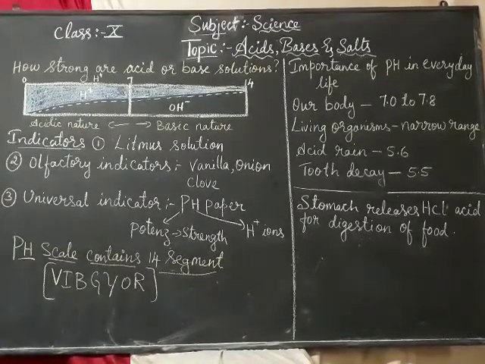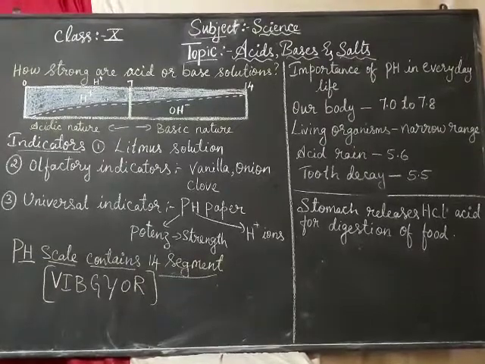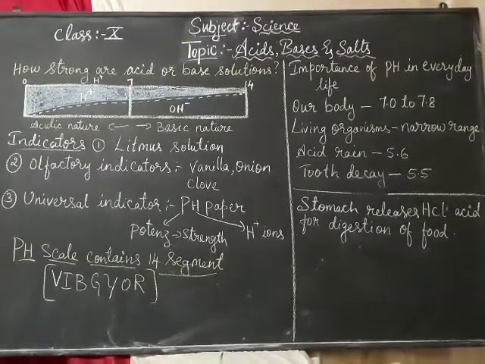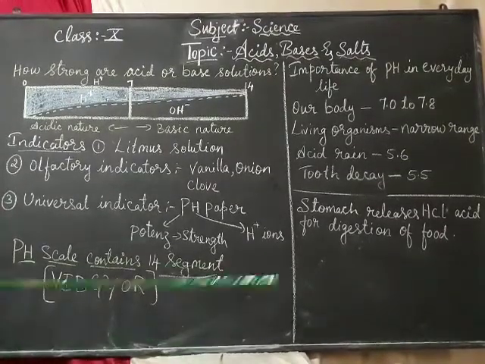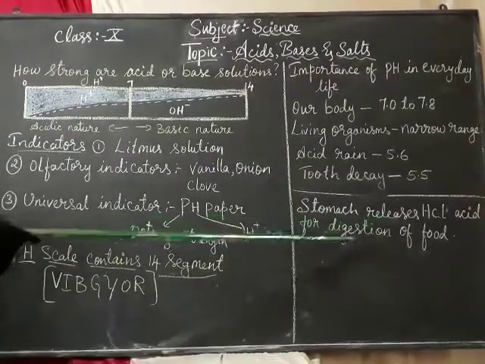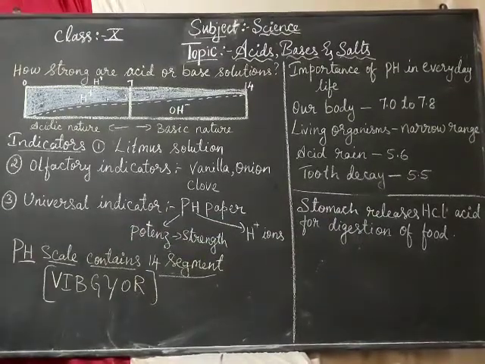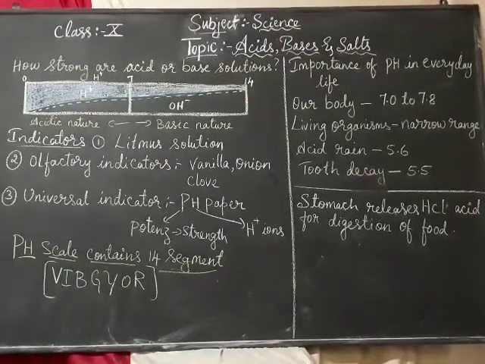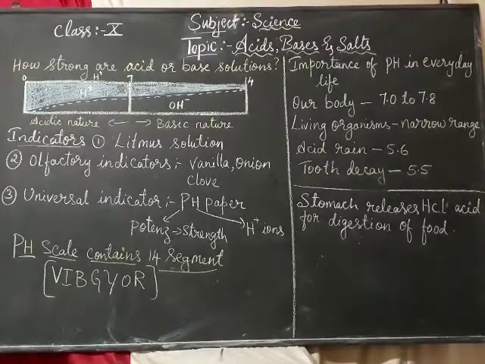Okay, then coming to the next: pH in our digestive system. What is the importance in our digestion? Our stomach releases HCl acid for digestion of food. Whenever we eat food, sometimes you feel acidity. Acidity means you have more acid, and it is a problem.